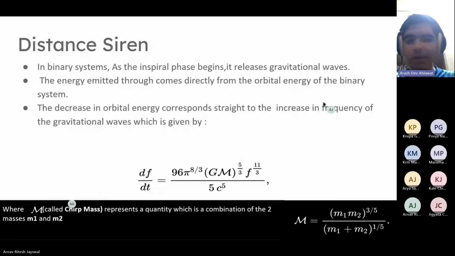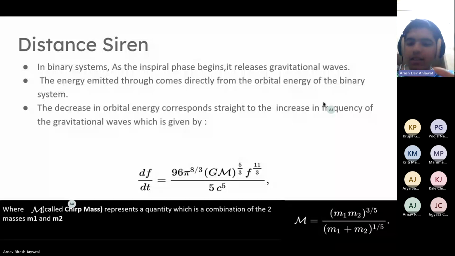So here we see cursive m is called chirp mass. This term is very important when talking about black holes and binary systems as a whole. It represents a quantity of the combined mass, as it's written. Why combined mass? Because a binary system really depends on the mass of the two objects.